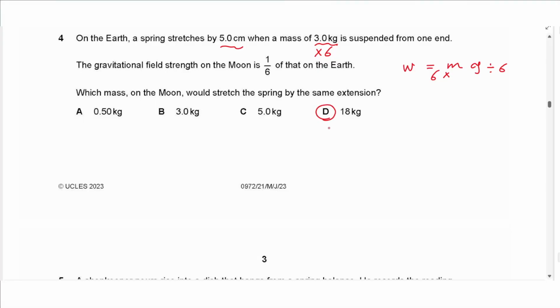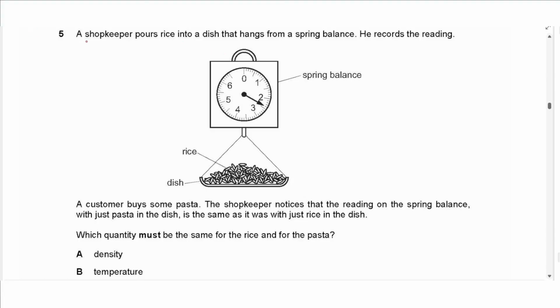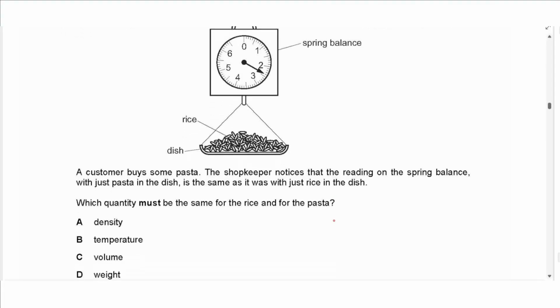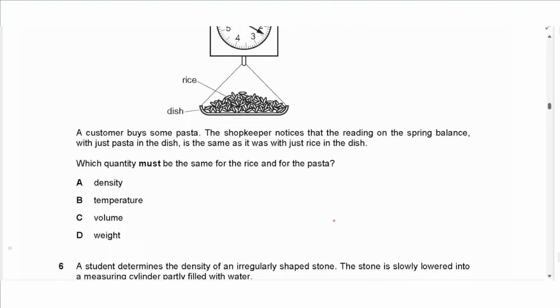So it's D. Question 5 says, a shopkeeper pours rice into a dish that hangs from a spring balance. A customer buys some pasta. The shopkeeper notices that the reading on the spring balance with just the pasta in the dish is the same as it was with just the rice in the dish. Which quantity must be the same? It's technically the weight. So the weight is available here, so the answer is D, and it's also same mass.